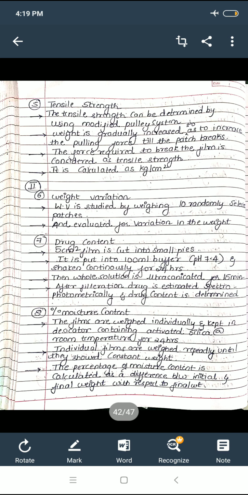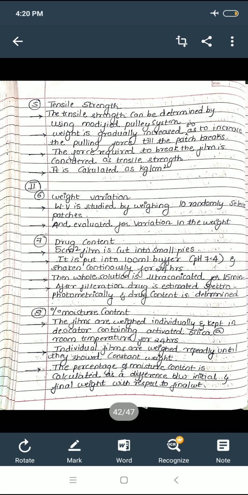Next parameter is tensile strength. The tensile strength can be determined by using a modified pulley system. Weight is gradually increased so as to increase the pulling forces till the patches break. The force required to break the film is considered as the tensile strength. It is calculated as kg per centimeter square. So these are the first evaluations of TDDS.